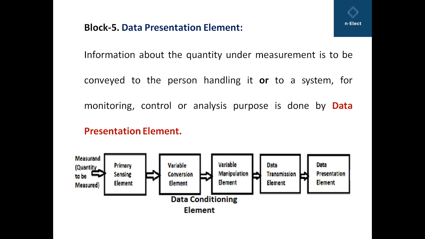Not all generalized instrumentation systems contain all the blocks. Some of them may have 2 blocks, 3 blocks, or even 5 blocks. But in general, the generalized measurement system, or generalized instrumentation system, always has 5 blocks, and these are the 5 blocks which are required.